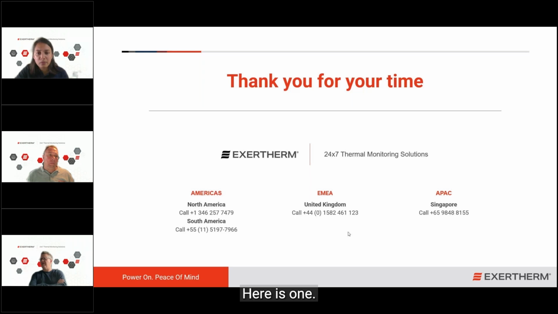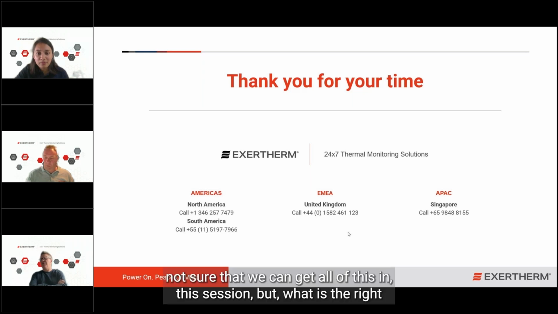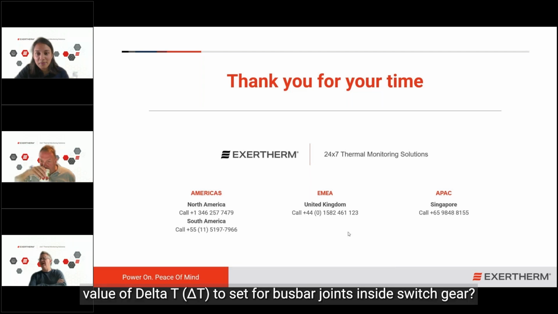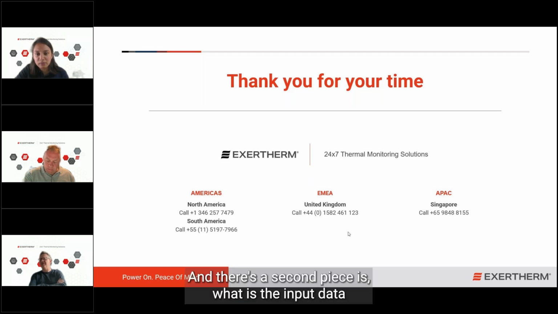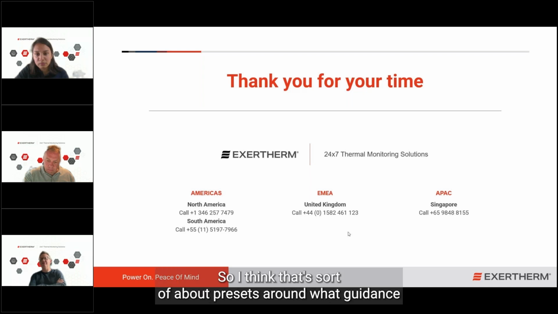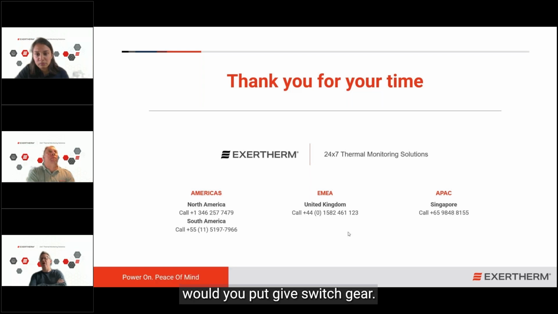Here's one. I'm not sure if we can get all of this in this session, but what is the right value of delta T to set for bus bar joints inside switchgear? And there's a second piece to this. What is the input data to evaluate and provide a fair setting value? So I think that's about presets around what guidance would you give for switchgear.